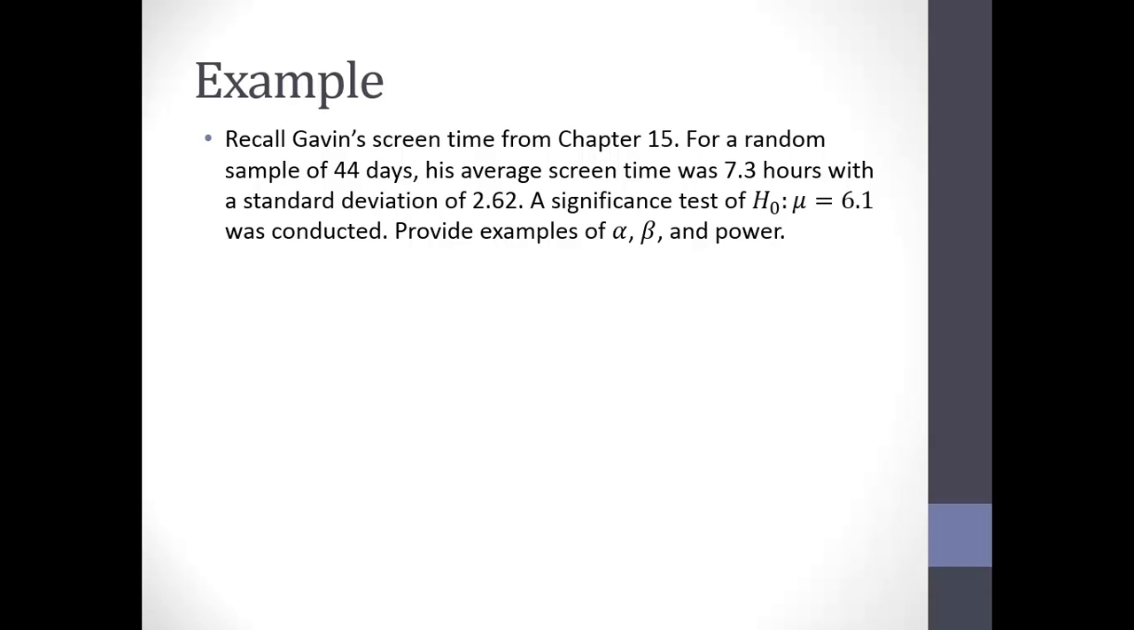Remember, we took a random sample of 44 days and found that his average screen time on those days was 7.3 hours. And we were testing the null hypothesis that his mean hours of screen time per day was 6.1 versus the alternative hypothesis that mu was not equal to 6.1. It was either smaller or bigger. We didn't care which one, just that it was different. So then, quickly, we want to write out what alpha, beta, and the power are here.